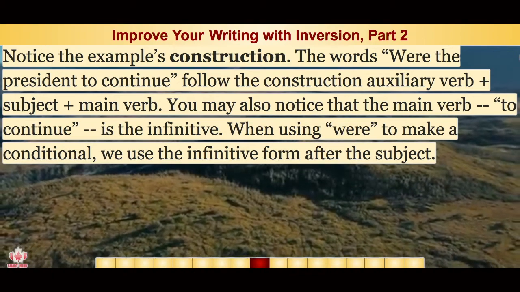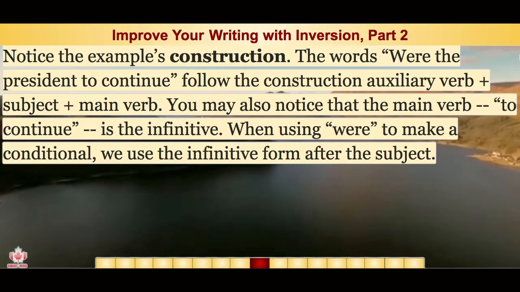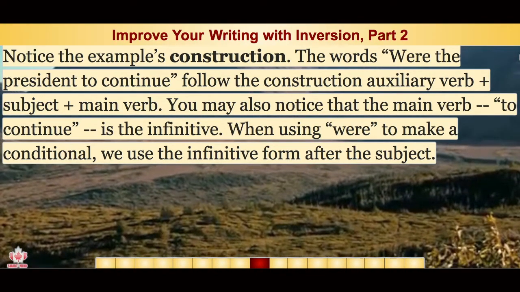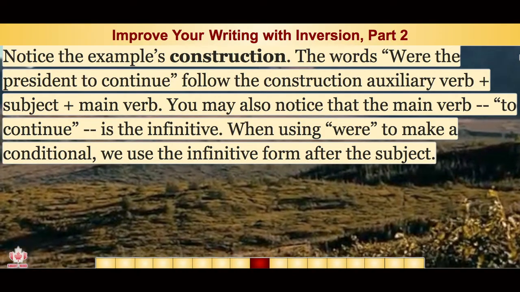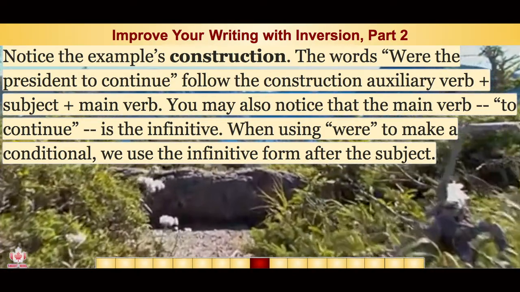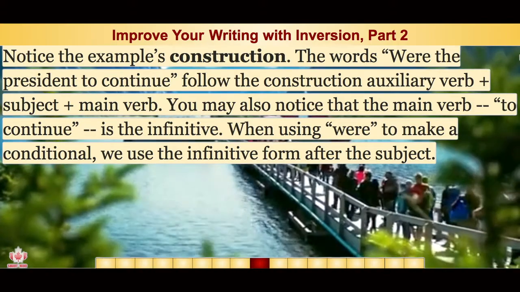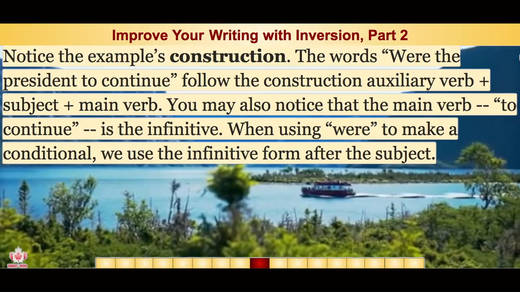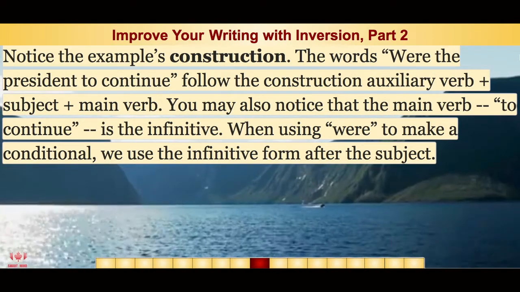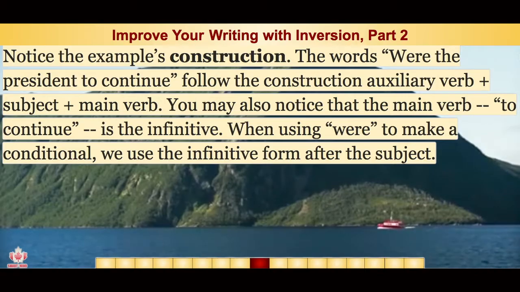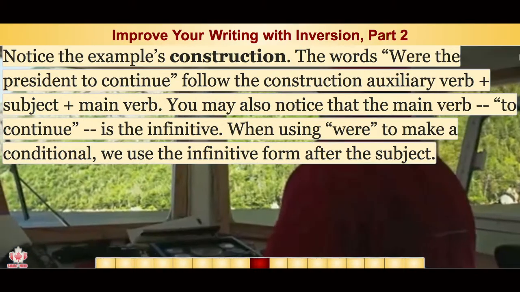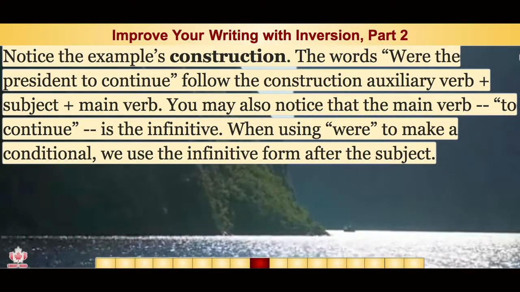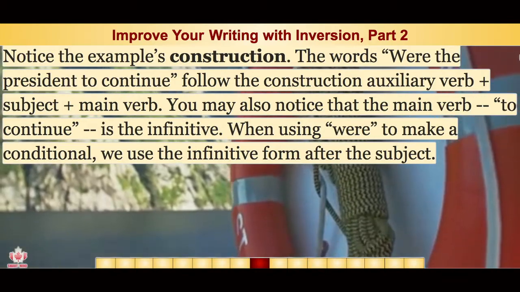Notice the example's construction. The words were the president to continue follow the construction auxiliary verb plus subject plus main verb. You may also notice that the main verb, to continue, is the infinitive. When using were to make a conditional, we use the infinitive form after the subject.